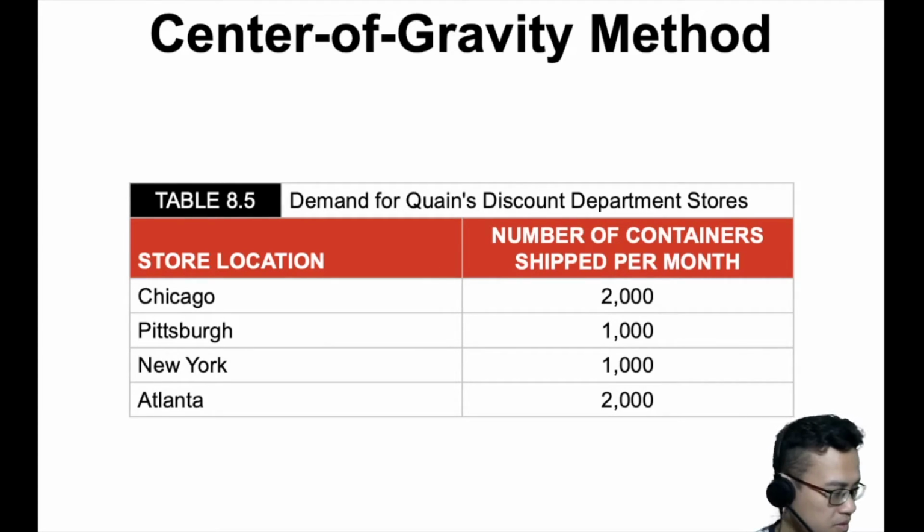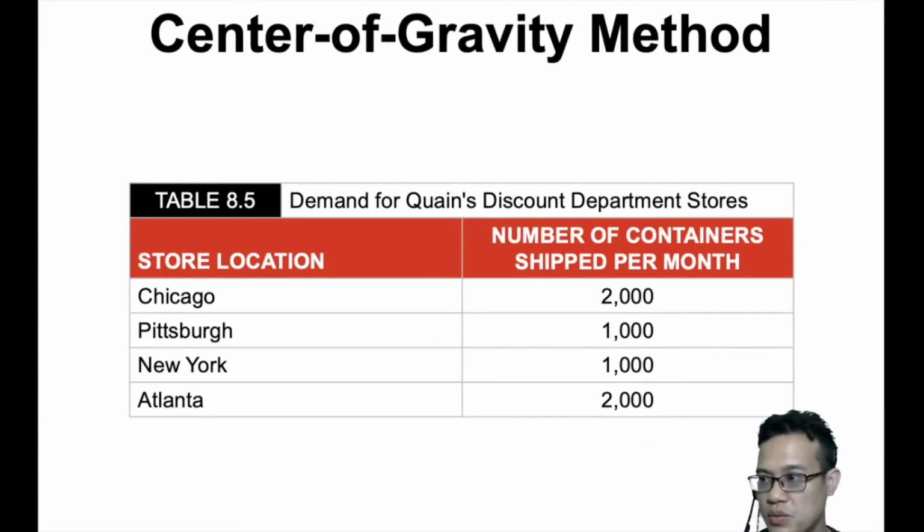So this is the example on page 386, a sample company named Coins. Coins Discount Department Stores, a chain of 4 large Target-type outlets, has store locations in Chicago, Pittsburgh, New York, and Atlanta. They are currently being supplied out of an old and inadequate warehouse in Pittsburgh, the site of the chain's first store. The firm wants to find some central location in which to build their new warehouse.